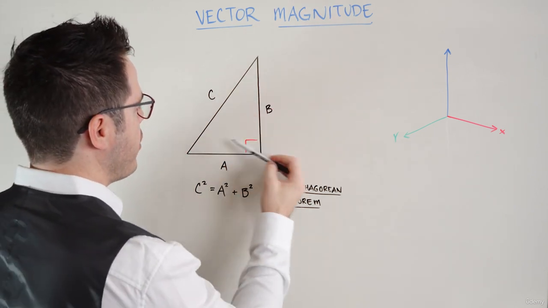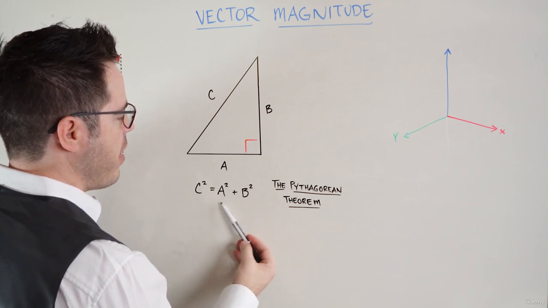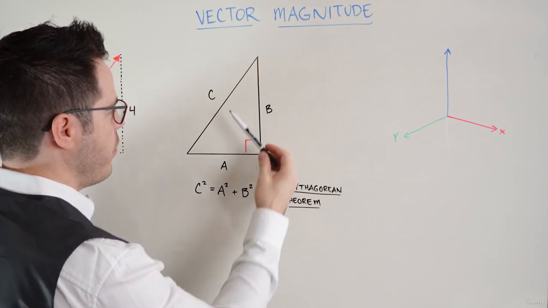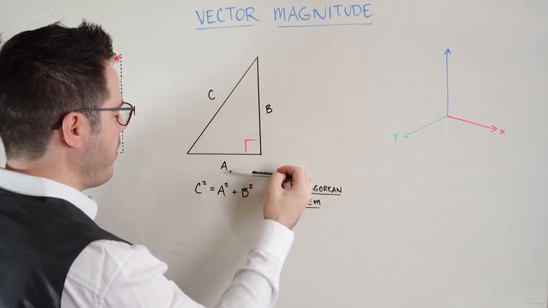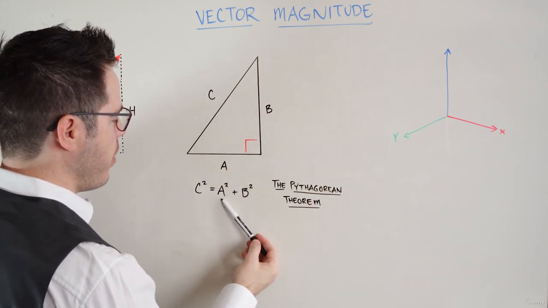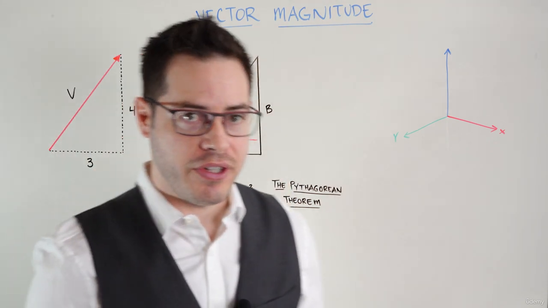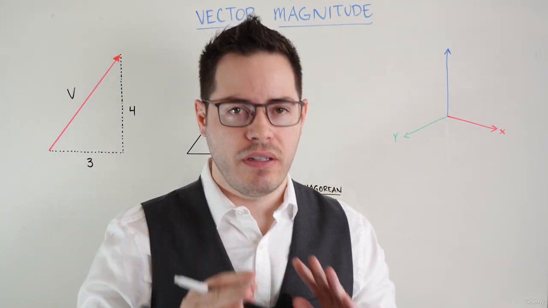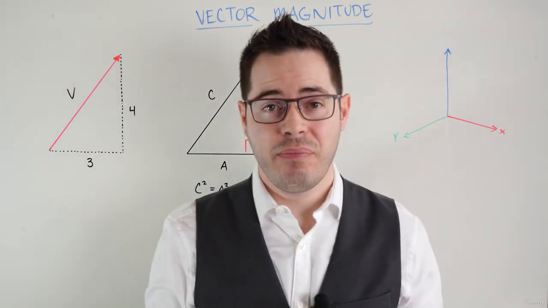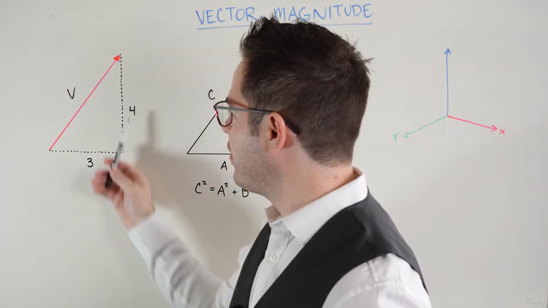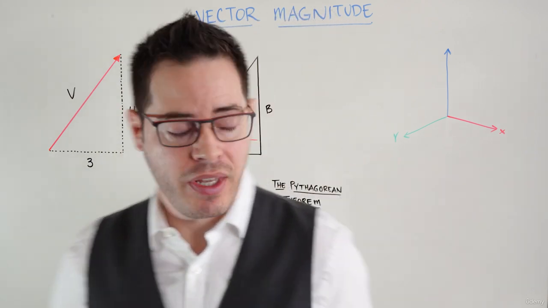They're related to each other with this theorem right here. We call this the Pythagorean theorem. It says that if we call the hypotenuse c and the two legs a and b respectively, that c squared equals a squared plus b squared. Now c is the length that we're after here. This is what we want to figure out. We already know a and b. A and b are simply the x and y components of the vector. In this case, 3 and 4.